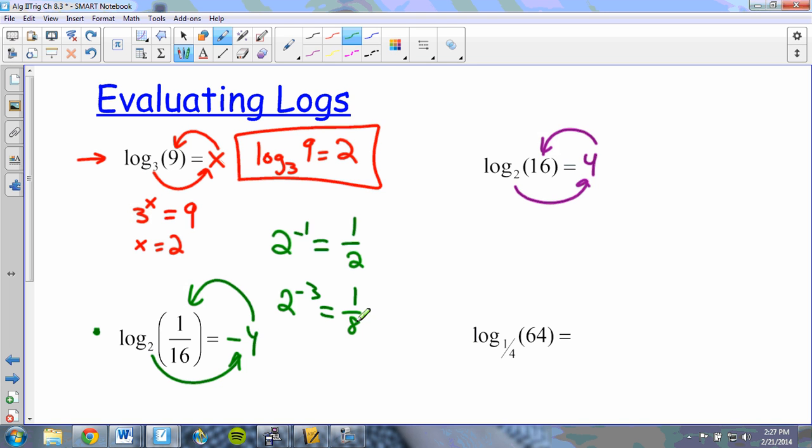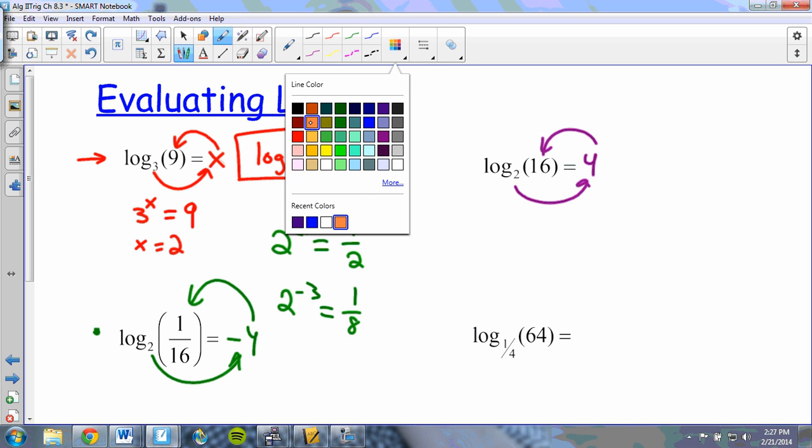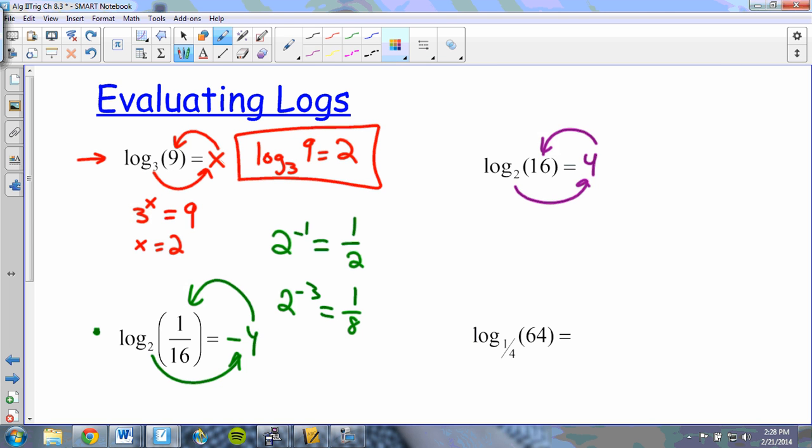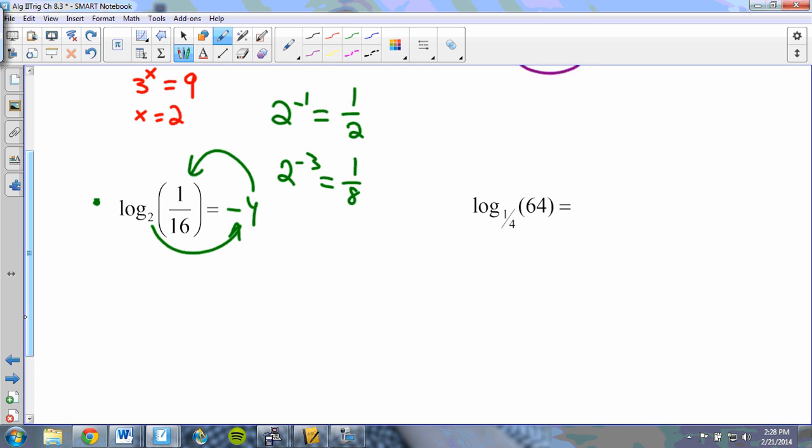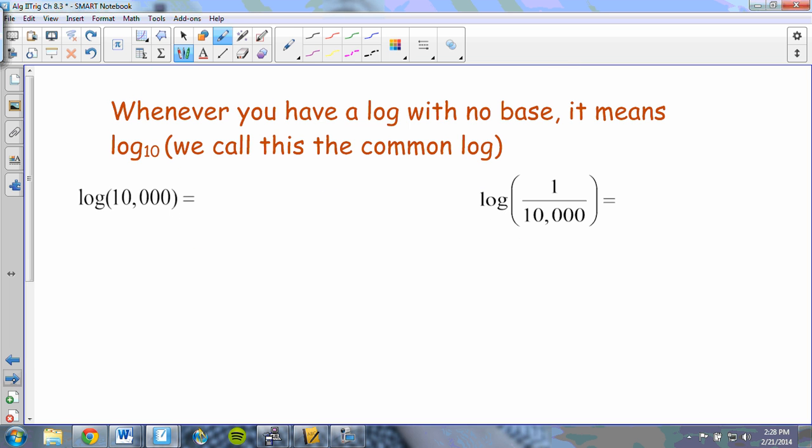Also try the next one on your own. Log base 1/4 of 64 is -3, because 1/4 to the -3 is 64. That negative power, I know, causes problems. We'll talk a lot about it. We'll get used to it. For now, you just have to live with it for a bit.